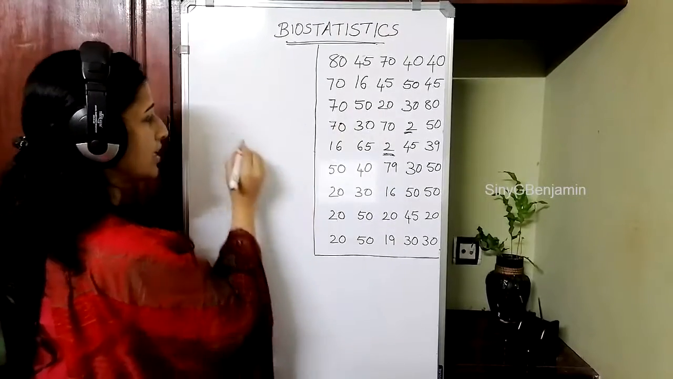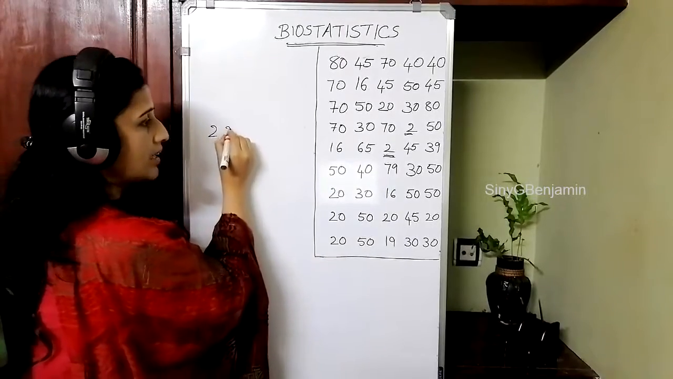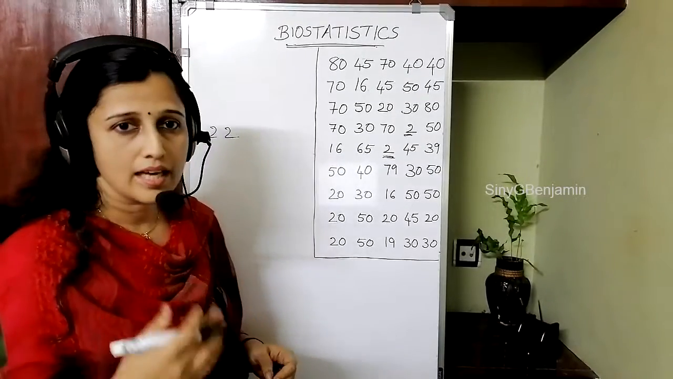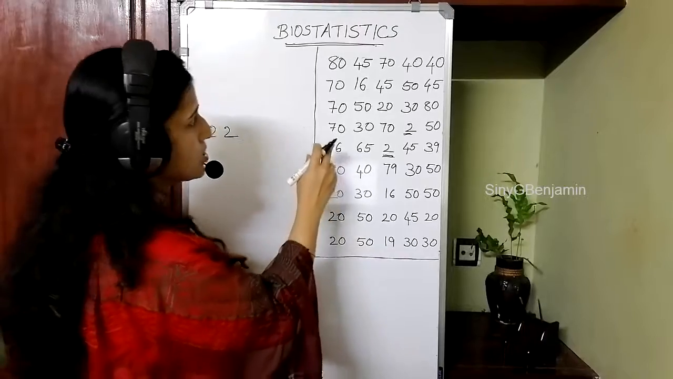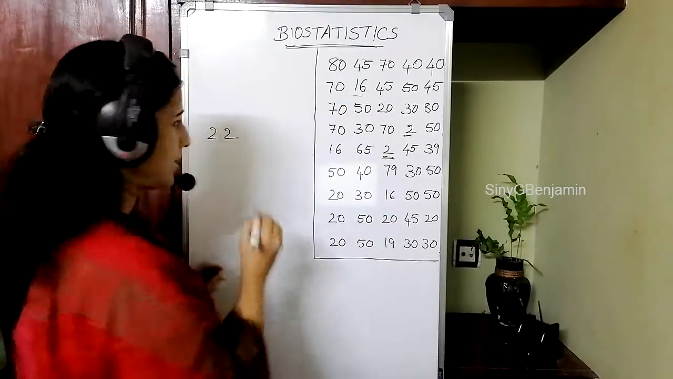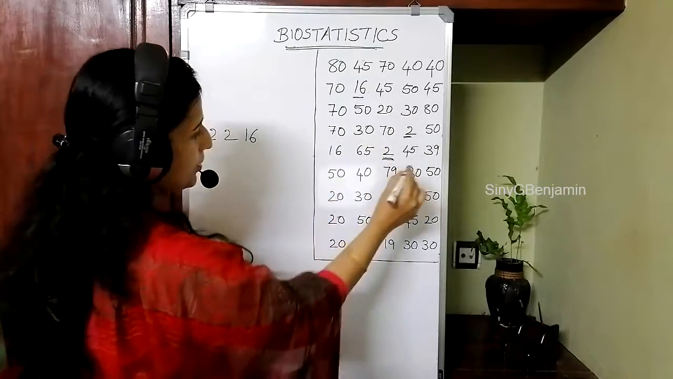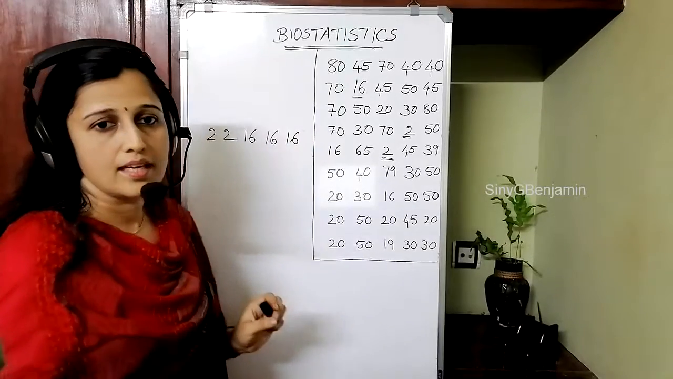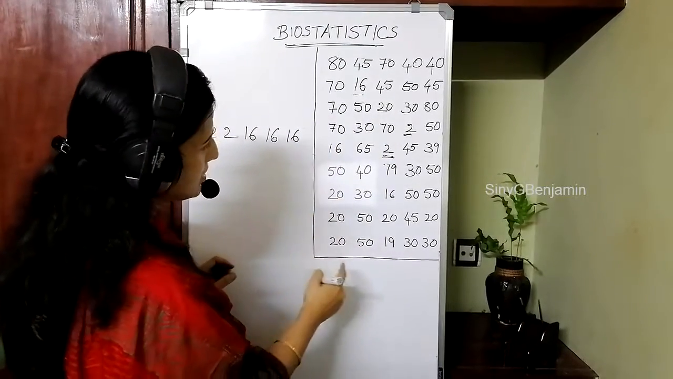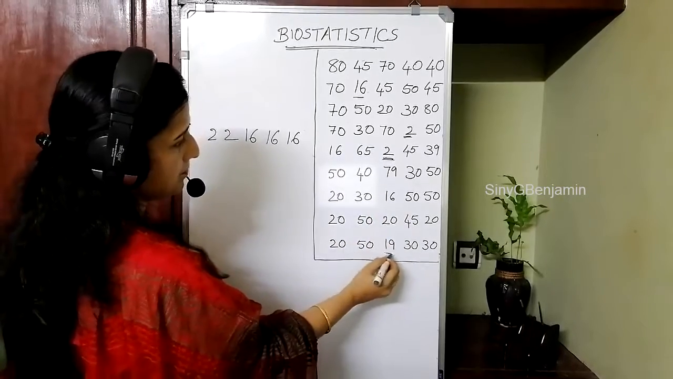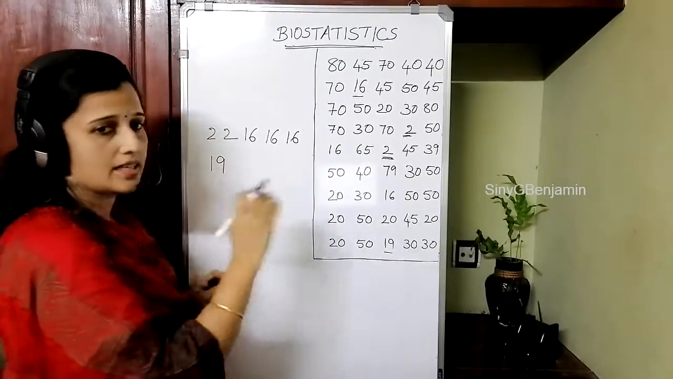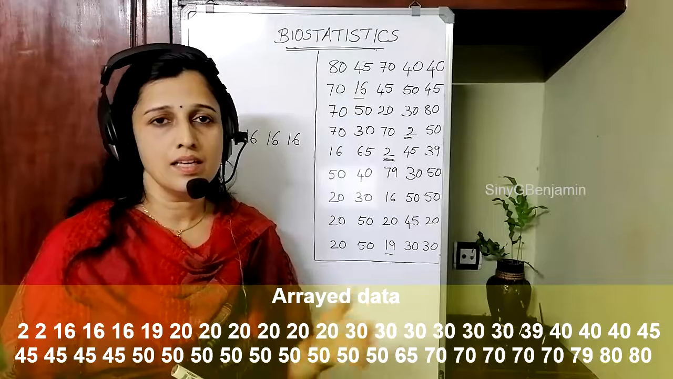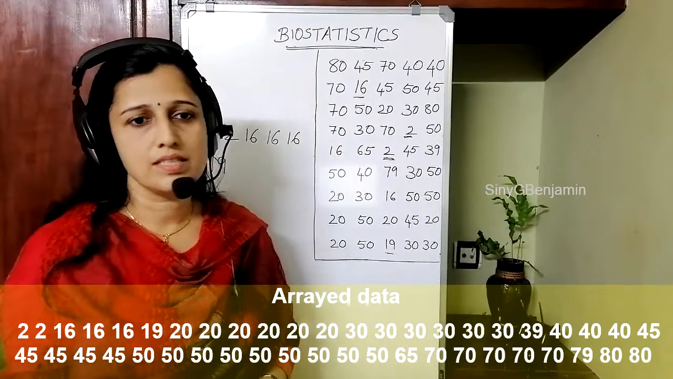When you arrange this data, we will write 2, again another 2, then we have to find the next value. 3 is there, 4 is there, 5 is there, like that we have to check, and after 2 the next smallest value is 16. Then we write 16 here. How many 16s are there? There are 3 values: 16, 16. Then next to 16 we have to find the number which is next to 16, that is 19. We have to write 19, and that is how we have to convert a raw data into arrayed data. Here you can see the arrayed data of the raw data which is given here.